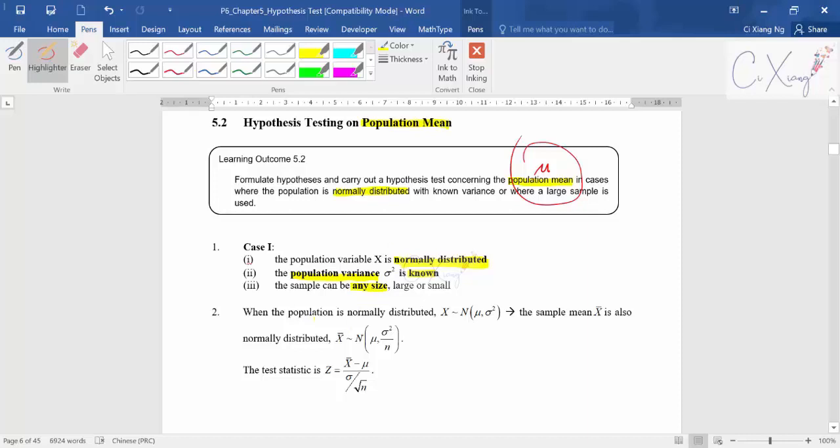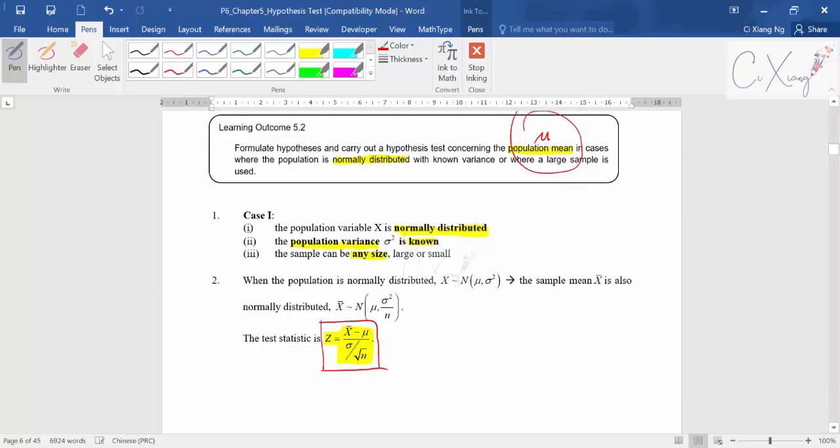When the population is normally distributed, then when we carry out a test, we are going to use the sample mean to calculate the test statistic. The sample mean is also normally distributed. And then the test statistic formula is this one. If you look at it, you learned it in chapter 4 before in the sampling distribution. This is the formula when you want to standardize the sample mean in the sampling distribution. This chapter generally requires you to recall quite a lot of things that you learned before. So this is all we have for case number one.